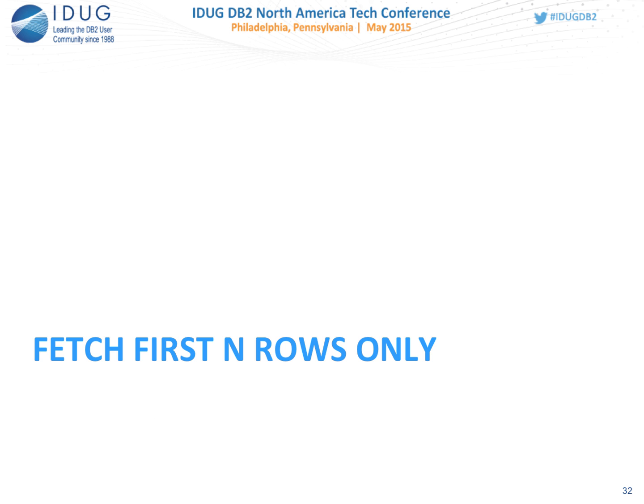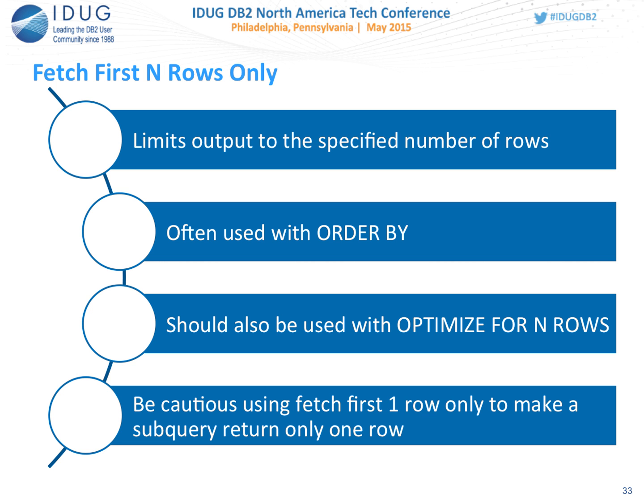Now, we also have fetch first n rows only. What this does is it limits our output to a specified number of rows. This can be good for performance. It can be good for returning only the worst offenders. There's a lot of places in which this can be useful. It's very frequently used with order by, so we can say, oh, give me the top 10 worst as far as this metric goes. Give me the top 10 largest tables, or whatever that may be.